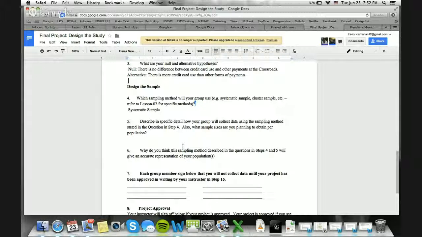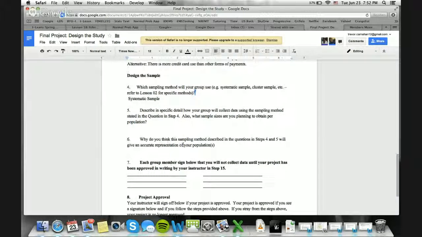Okay. What are your null and alternative hypotheses? No, there's no difference between credit card use and other payments at the Crossroads.